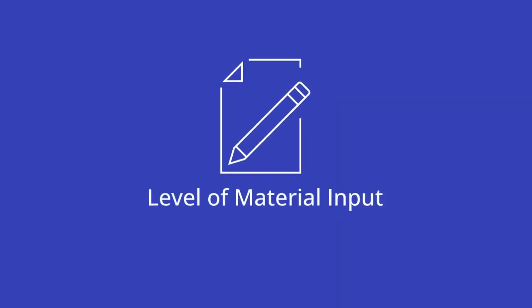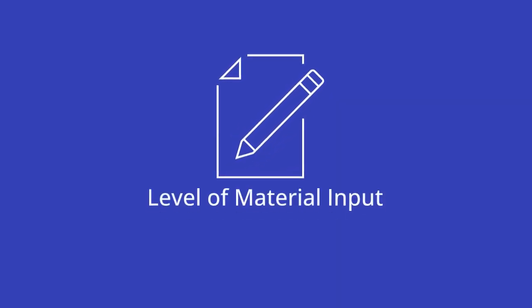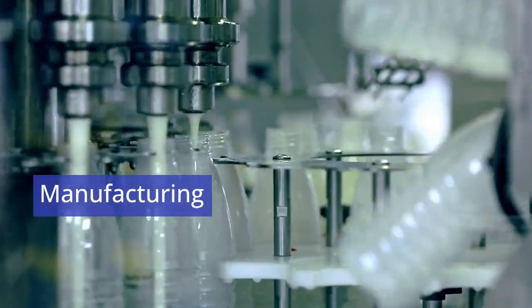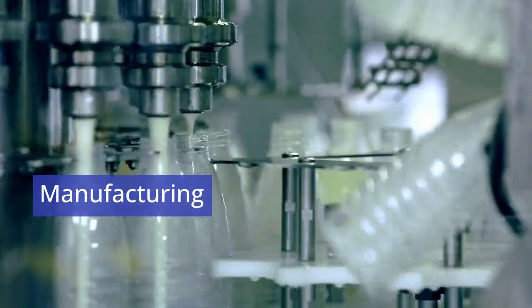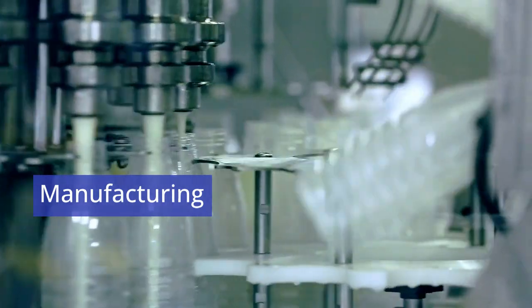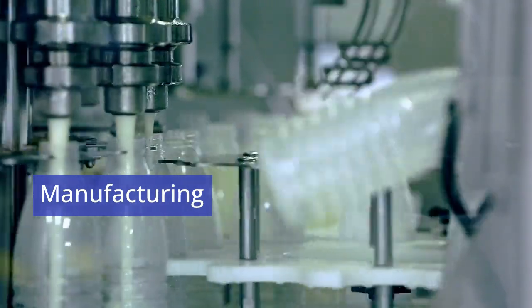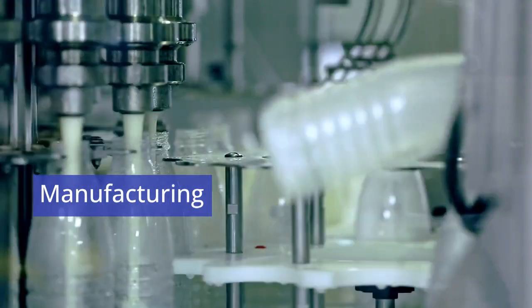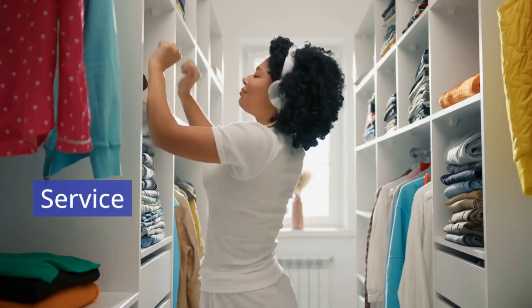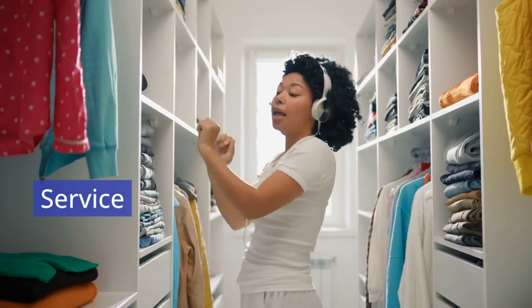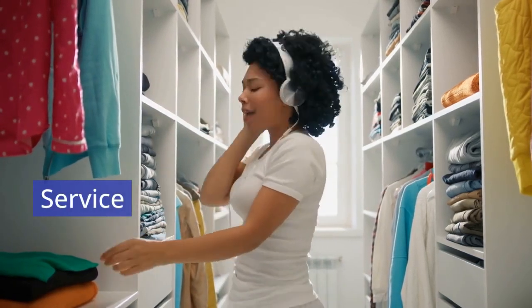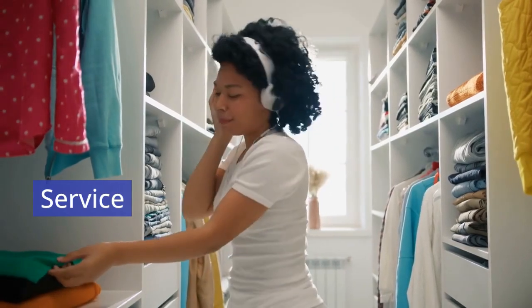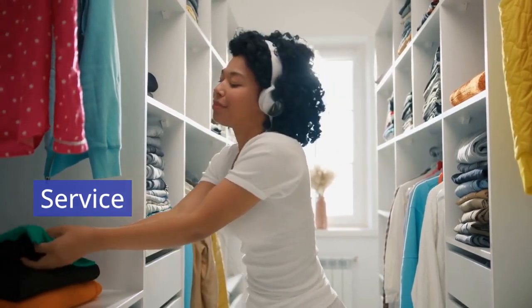Key difference 2. Level of material input. In manufacturing business, a high material input is required. Raw materials, components, and machinery dominate the input list, whereas service business has lower material input. The focus is more on human expertise, technology, and service facilities.